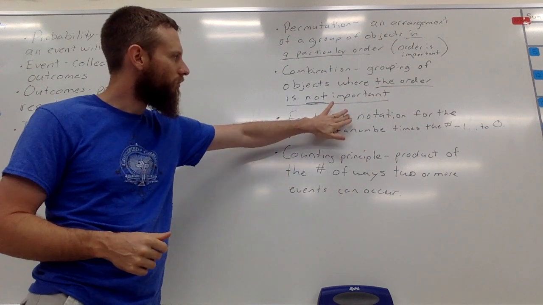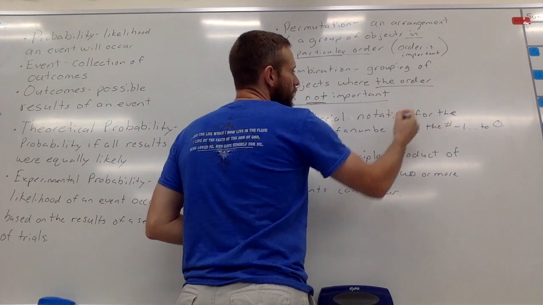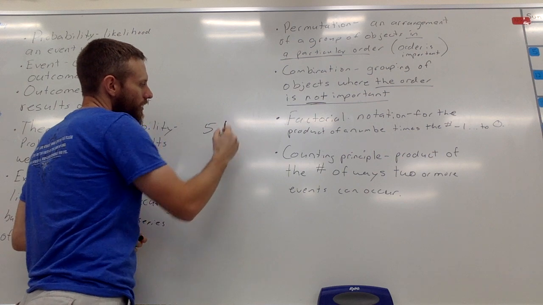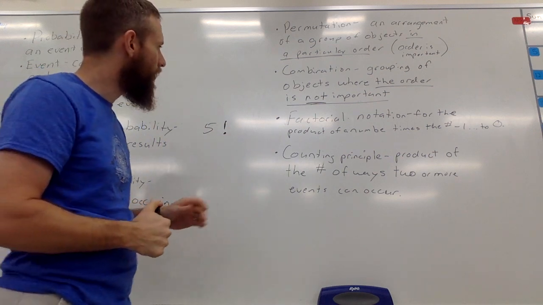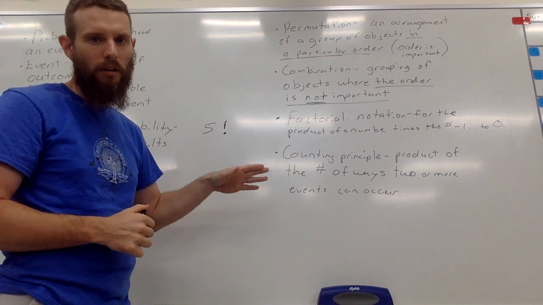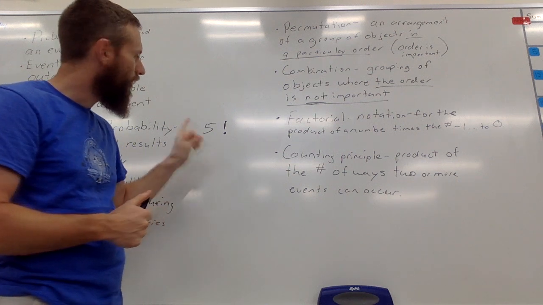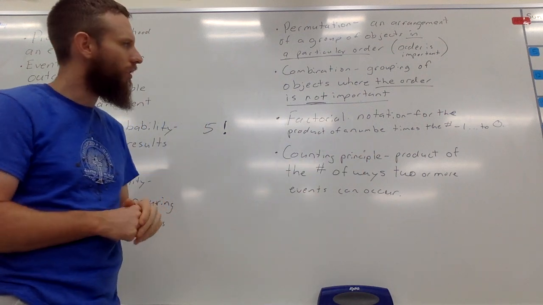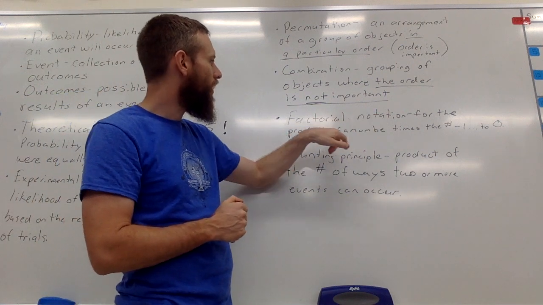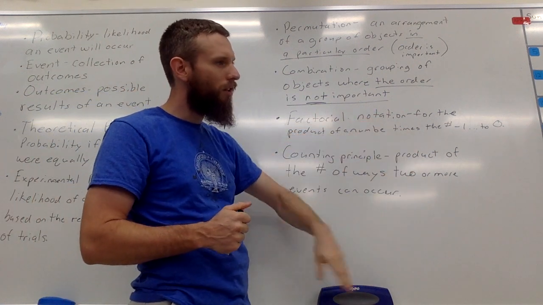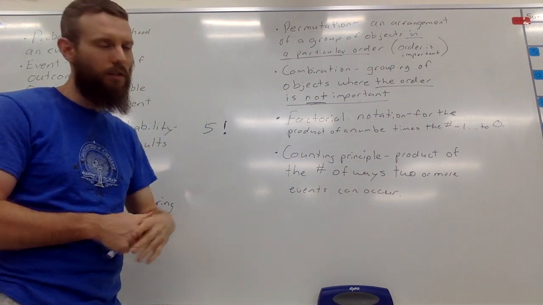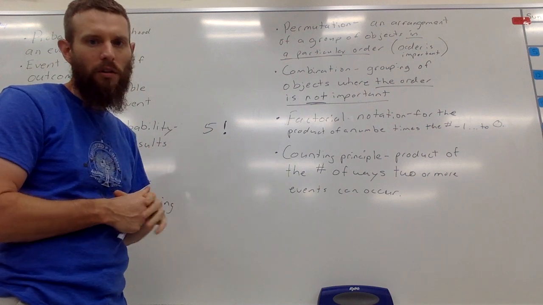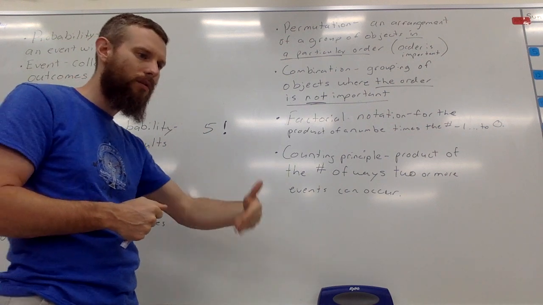Factorial notation should be here. Factorial notation looks like this: 5, and then the factorial sign is an exclamation point. Basically, it's just a way of writing in a condensed form 5 times 4 times 3 times 2 times 1. That's factorial notation: the product of a number times the number minus 1, the number minus 2, the number minus 3, until you get to 0. Obviously you don't multiply by 0 because then you'd always get 0. But 6 factorial is 6 times 5 times 4 times 3 times 2 times 1.